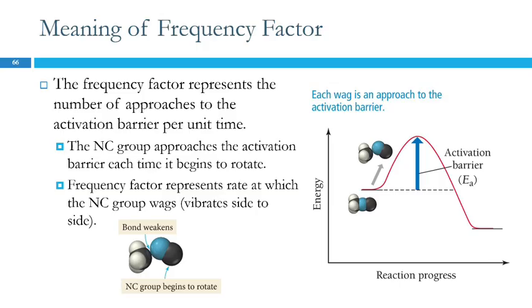Any questions? I have some skeptical looks. So the frequency factor, you said, is how many approaches it takes to go over the... Almost. It's not how many approaches it takes to get over, but how many approaches there are per unit time. So it might never go over, but it's going to try. How many times does it try in a second? That's the frequency factor. Any other questions?